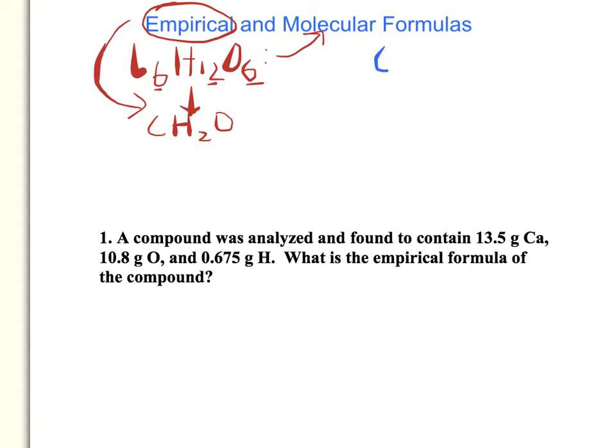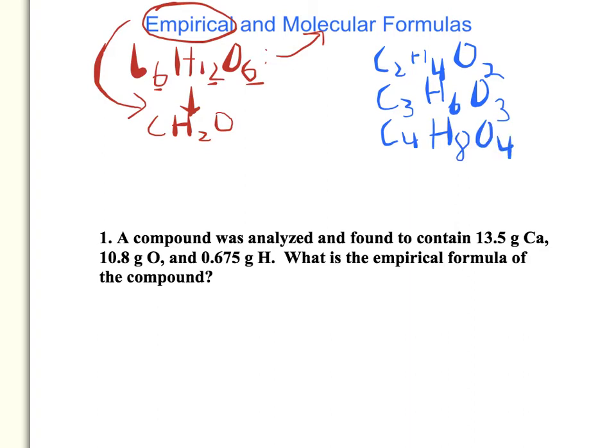We could have C2H4O2. We could have C3H6O3. We could have C4H8O4. All of these have the exact same ratio, i.e. the exact same empirical formula, even though they are completely different molecules. They might have different boiling points, different melting points, different bonding properties, etc. But what they do have in common is the same empirical formula.